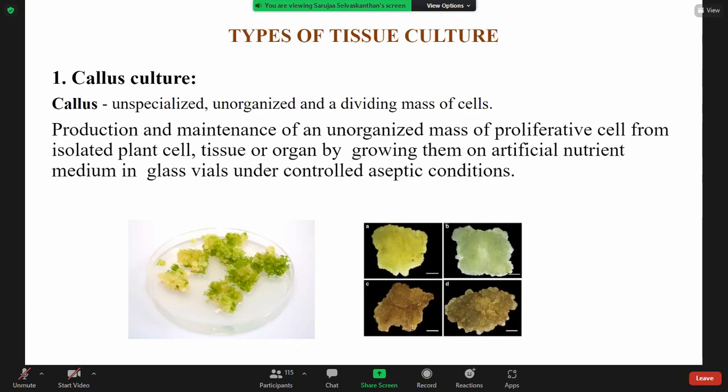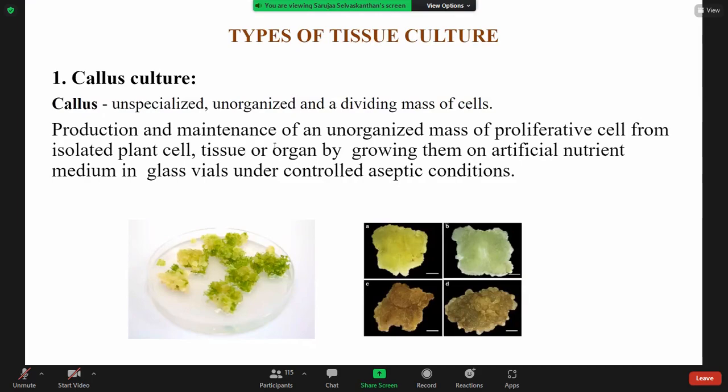This callus actually turns brown. Callus can be of different colors. Some plants produce yellowish callus, some whitish, and some creamy. And most of the time, when callus turns brown, it is an indication of dead cells.